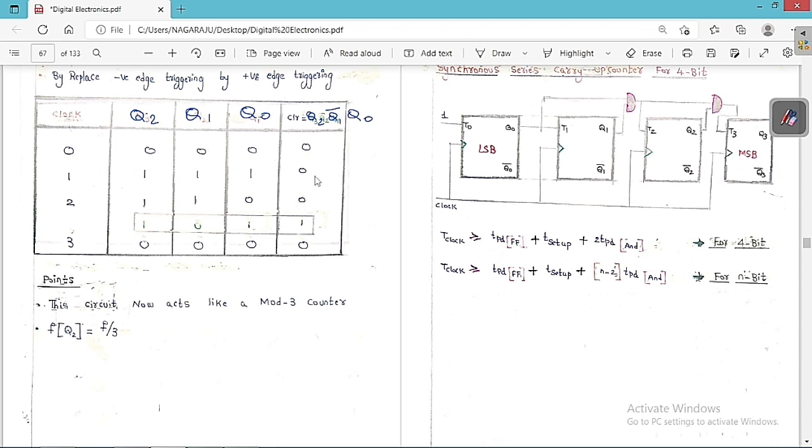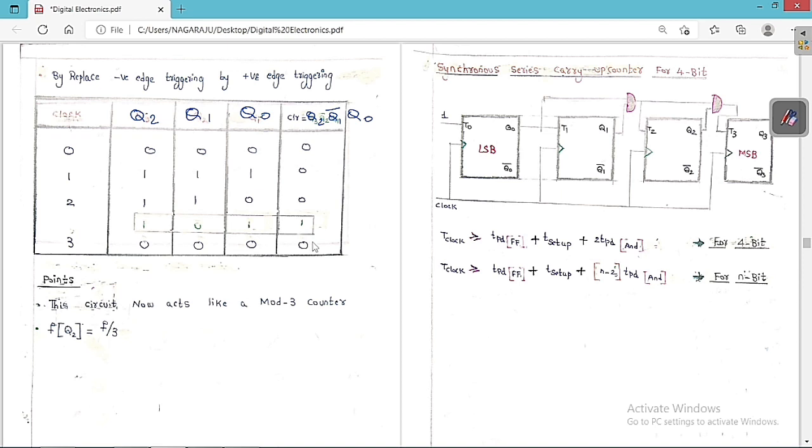Whenever the clear signal is equal to 0, it is going to perform normally. Whenever the clear signal is activated, by default all the outputs are going to become 0, and then we go in a loop. Only these three are the stable states, and this is called the transient state. Always keep this in mind. So the circuit is going to act like a mod 3 counter, and the frequency of the MSB bit Q2 is equal to supply frequency by mod number, which is 3 here.